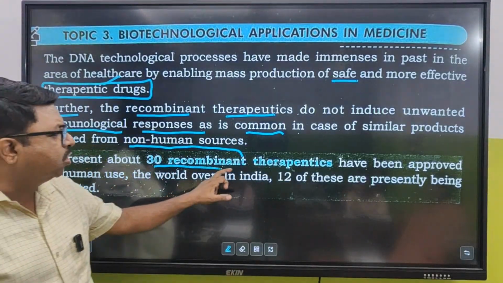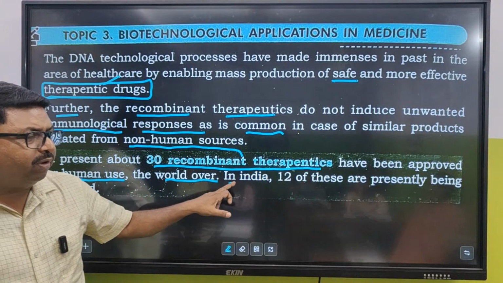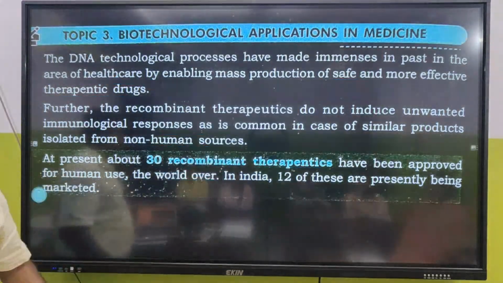At present, about 30 recombinant therapeutics have been approved for human use the world over. In India, 12 of these are presently being marketed. One of them is humulin.